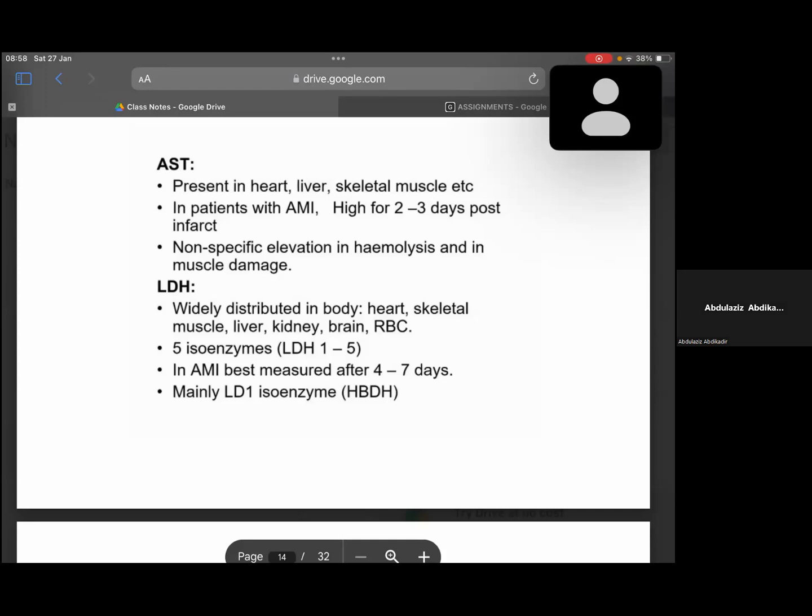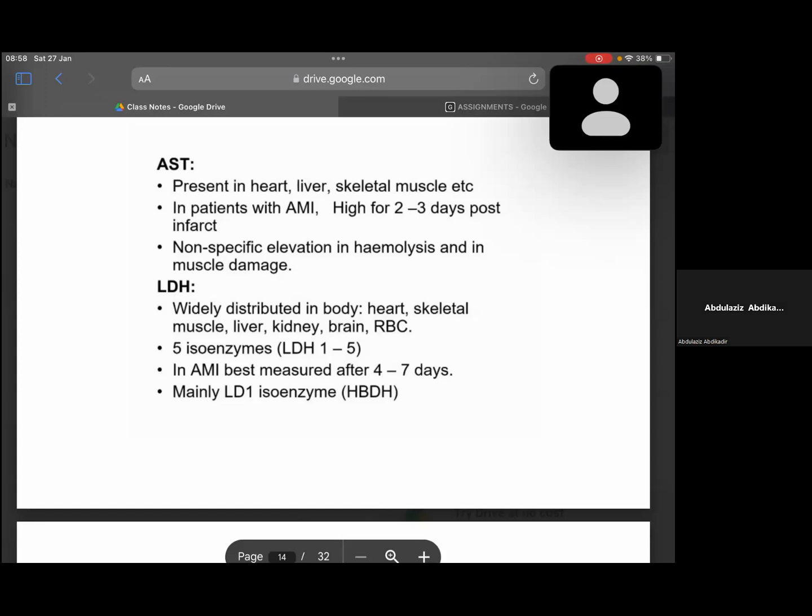So it is widely distributed in the body. LDH is found in the heart, skeletal muscle, liver, kidney, brain, and RBC. That's what I was telling you. The LDH is a marker of hemolysis. Next week, I think you'll cover hemolytic anemias, and you will see the lab tests. You'll find LDH. There are 5 isoenzymes, LDH 1 to 5. This is not important for now because you will still cover LDH on its own as a topic.